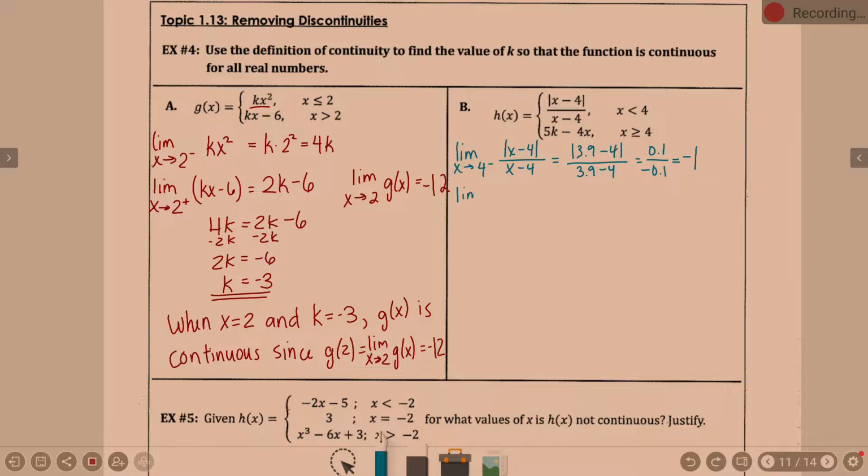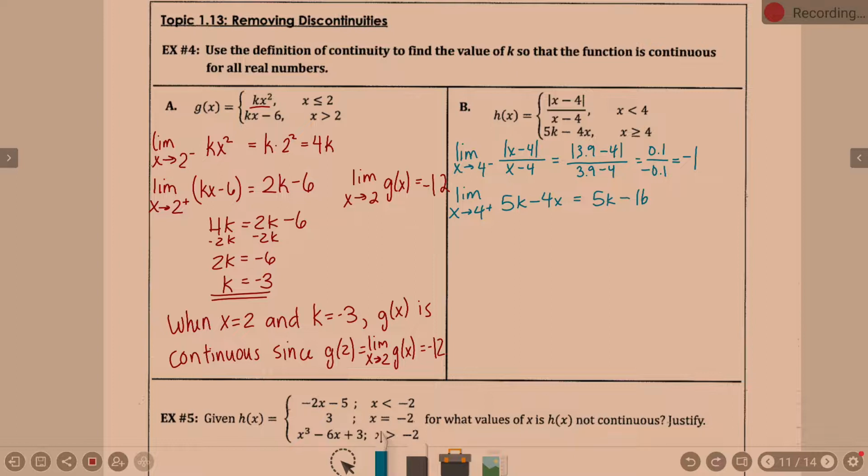Now, limit as x approaches 4 from the right. This one's easier, right? Because now we're using 5k minus 4x. And we plug the 4 in. We're going to have 5k minus 4 times 4, which is 16.